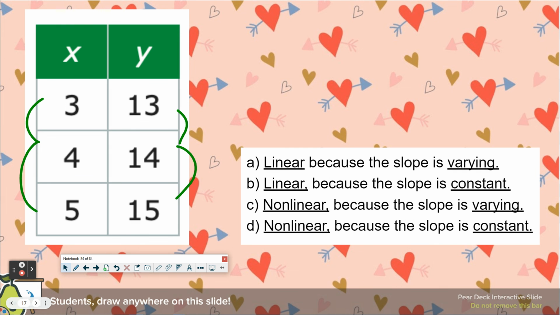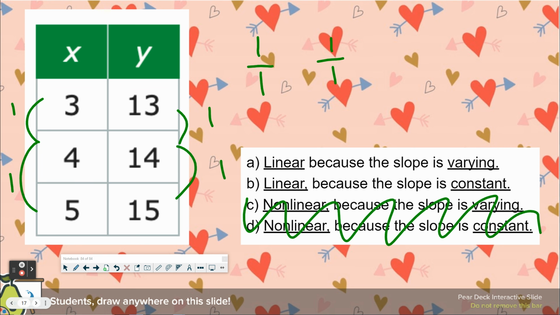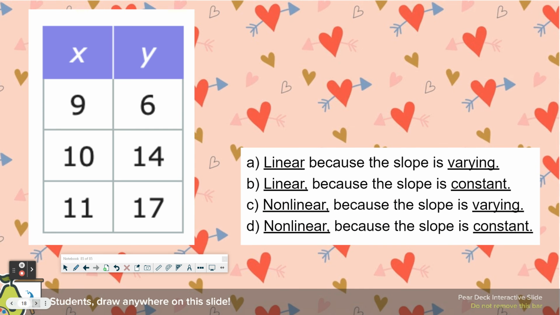Okay, you should have said 13 to 14 was 1. 14 to 15 was 1. I like that those are the same. 3 to 4 is 1. 4 to 5 is 1. Oh, this is looking great. 1 over 1 and 1 over 1. Those are the same, so I know it has to be linear. And the only word that describes linear is constant. Go to slide number 18.